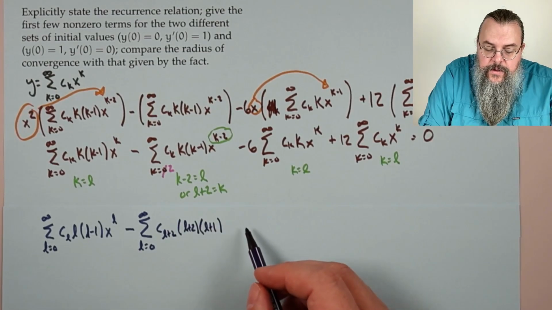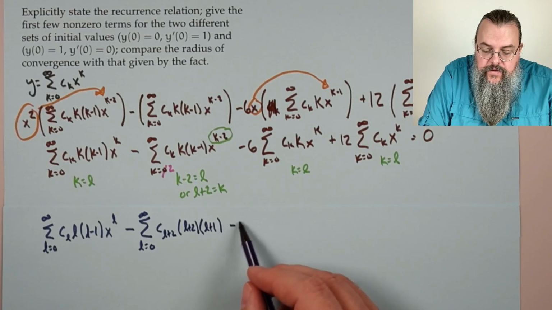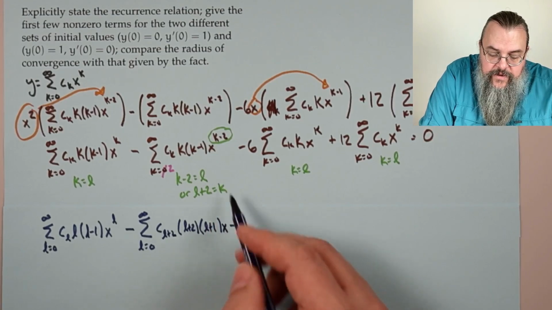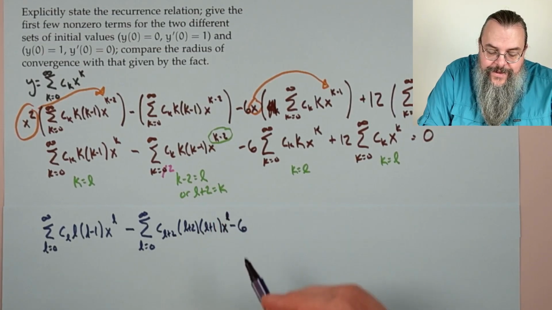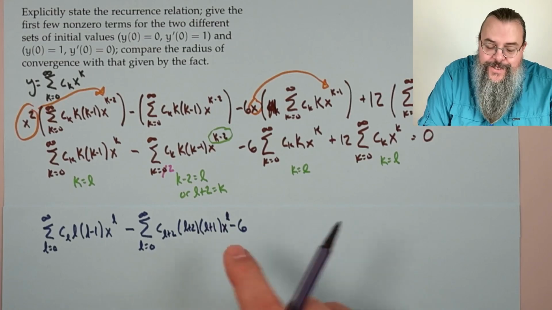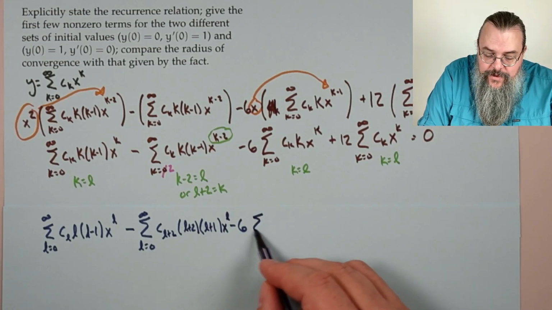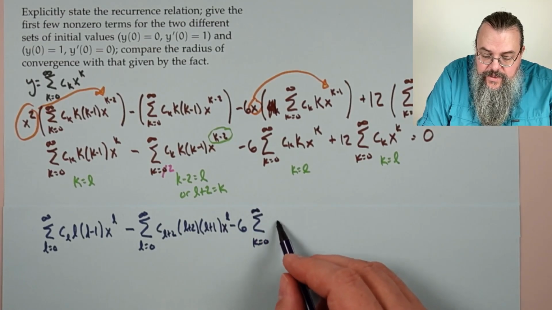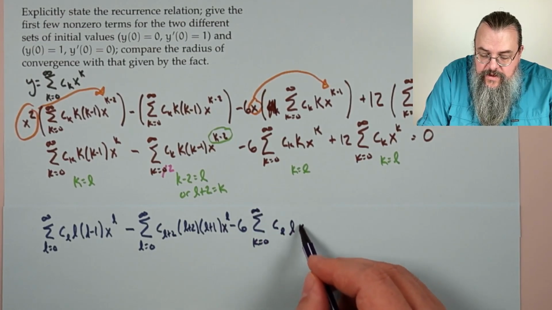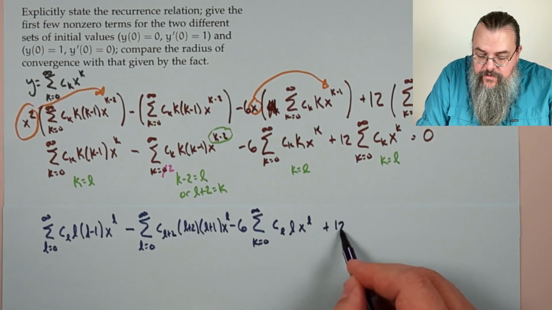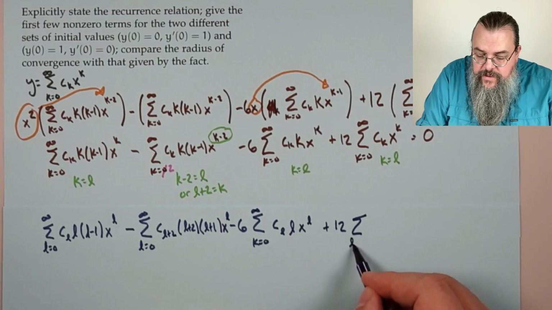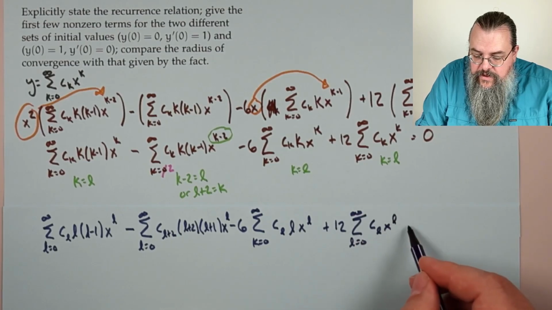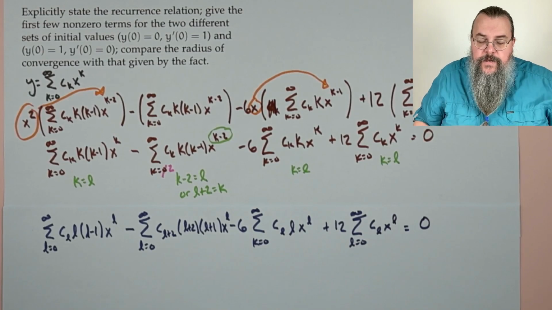All right, then we have minus 6. Whoops. I forgot to write down x to the L. See? If you're not paying attention, you forget things. And once you forget things, it's hard to recover. Sum from L equals 0 to infinity, c_L L x^L, plus 12, sum L equals 0 to infinity, c_L x^L equals 0. All right.